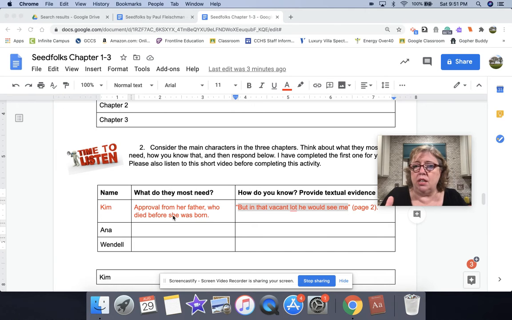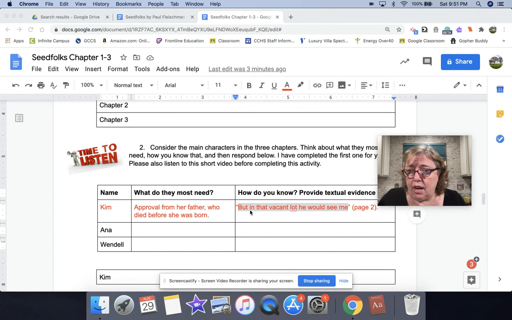So if you start to think about a simplistic answer, then take it one step further. Why does she need that garden? And she needs that garden to get the approval of her father. So we always want to go one step further and always ask why. Why is that the case? And then next, how do you know?